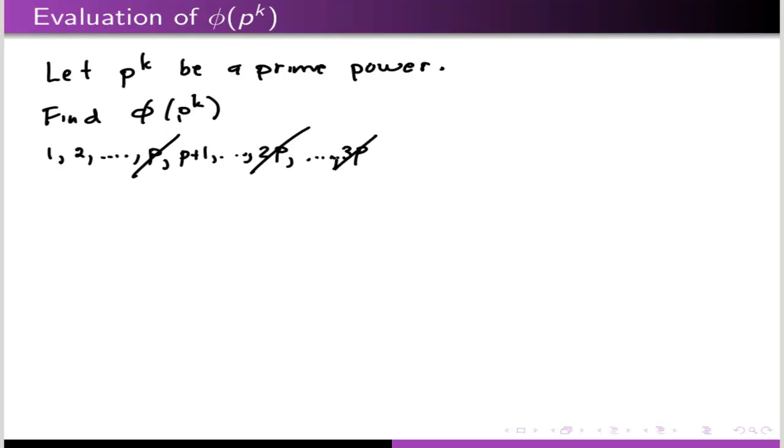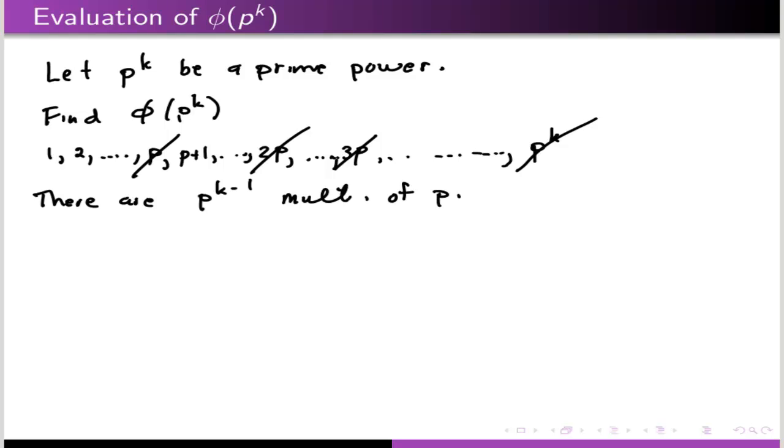You'd have a 3p. Well, how many multiples of p are there until we hit p to the k, which I also want to cross off the list? Well, 1 out of every p numbers is a multiple of p. So there are p to the k minus 1 multiples of p in this list. And therefore, phi of p to the k would be all the remaining numbers. So we started with p to the k, and we've crossed off this value. Okay, so it's very easy to evaluate the Euler phi function at a prime power.